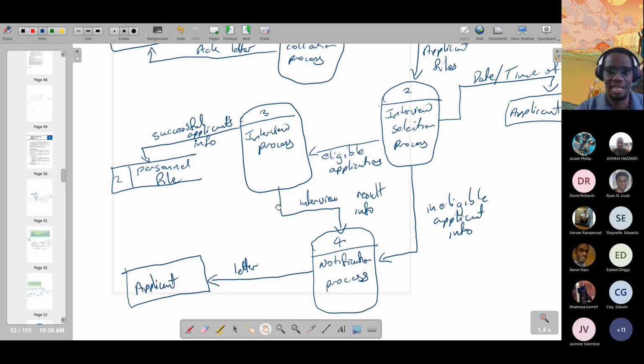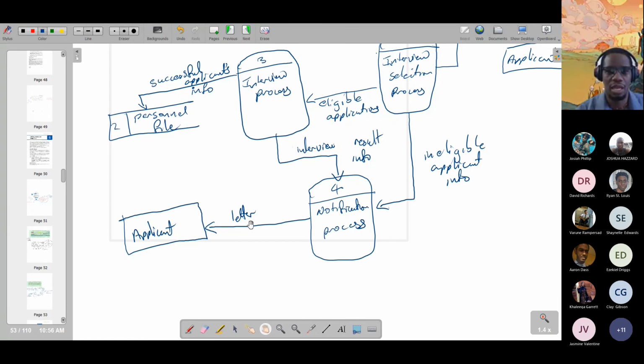What does this letter contain? Right? It's an outcome letter. Outcome letter for application. Okay, so your outcome could be that you were successful in the interview. Your outcome could be that you weren't successful in the interview. Your outcome could be that you were an ineligible applicant.